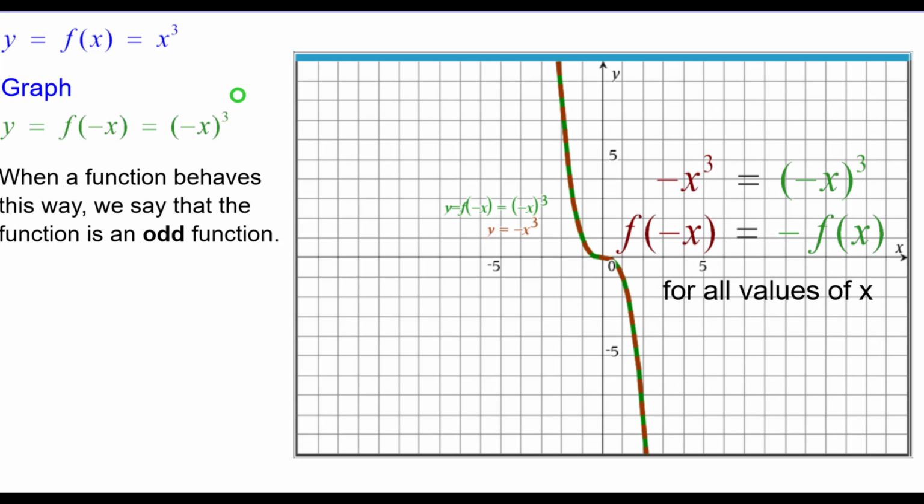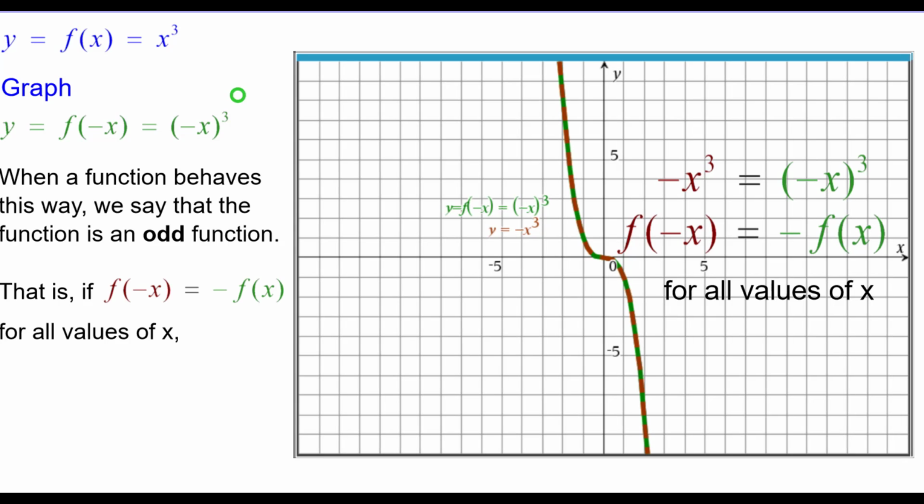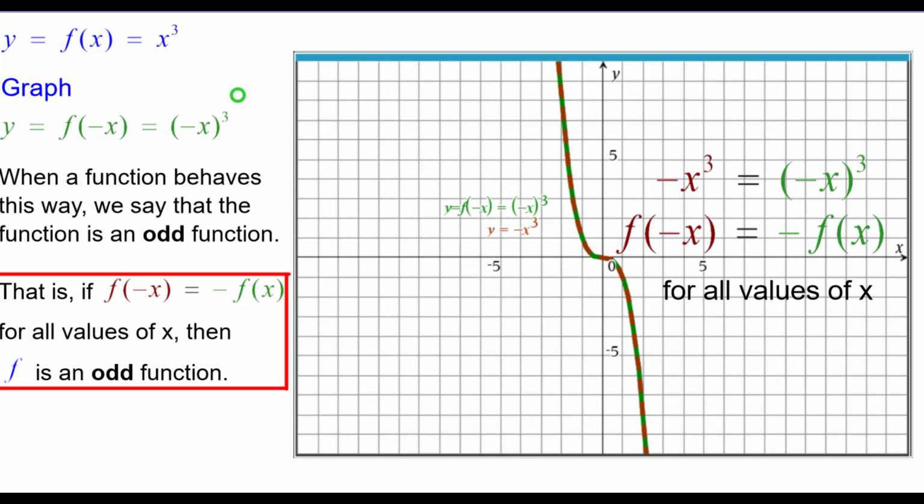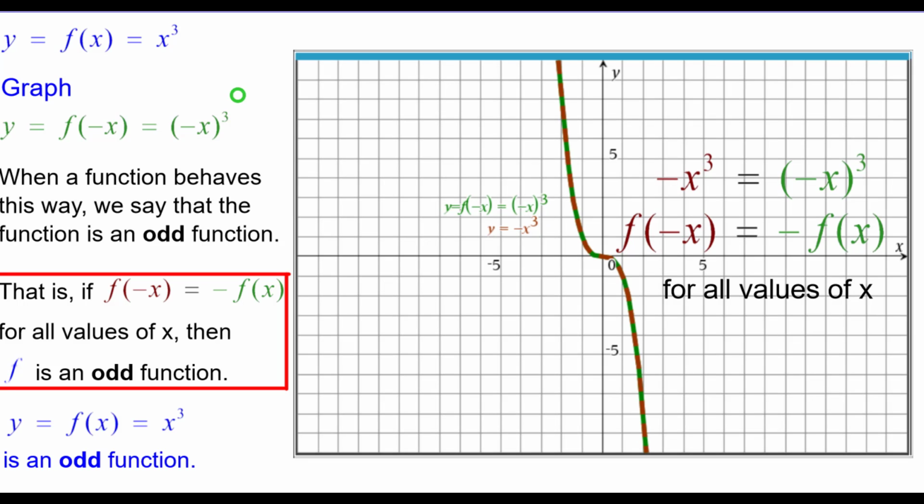So when a function behaves this way, we say the function is an odd function. That is, if f at the opposite of x equals the opposite of f of x for all values of x in the domain, then f is an odd function. That's the definition. y equals x cubed, then, is an odd function because it behaves this way.